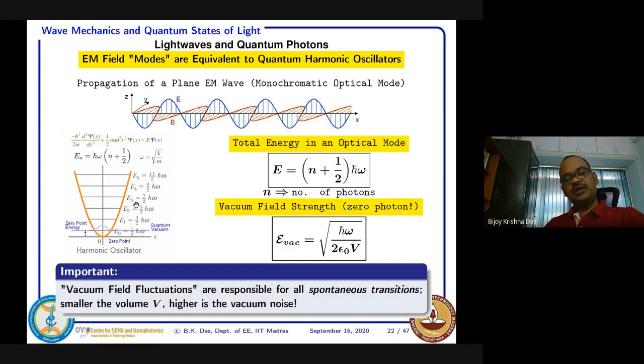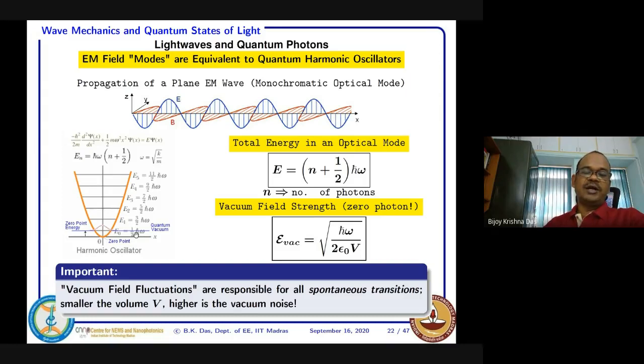So note down that the energy is quantized. That means if the harmonic oscillator accepts energy, it is again not continuous, it is quantized.